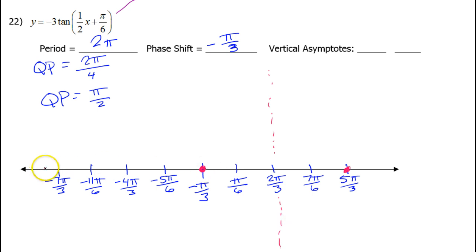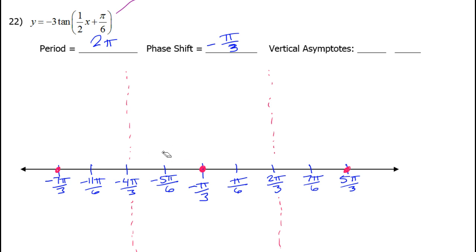Now it's going to be the same thing going to the left. It begins and ends on the midline, so here's my beginning and ending with an asymptote right down the middle. I'm going to go ahead and move this quarter period business because it might be in my way.